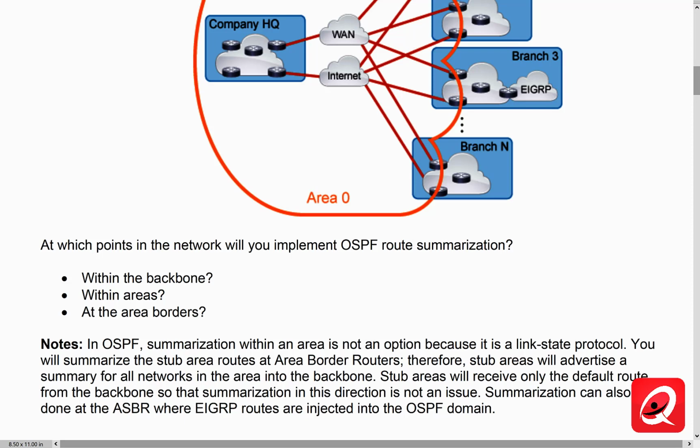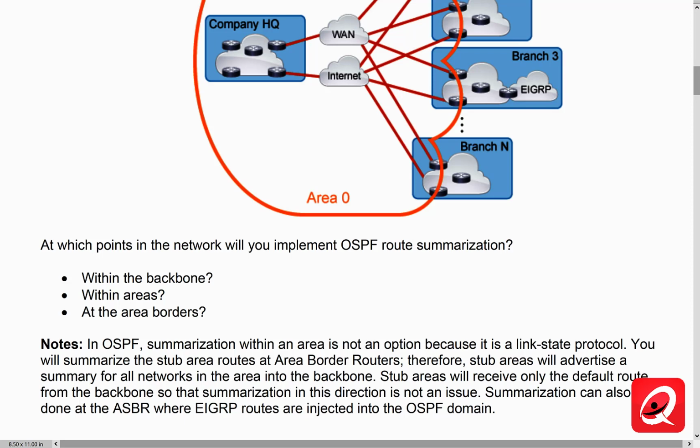In OSPF, summarization within an area is not an option because it is a link state routing protocol. Everybody inside of an area has to have the exact same topology. You will summarize the stub area routers at the area border routers. Therefore, the stub areas will advertise a summary for all the networks in the area into the backbone.